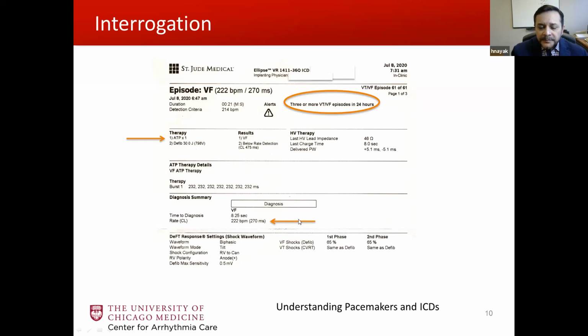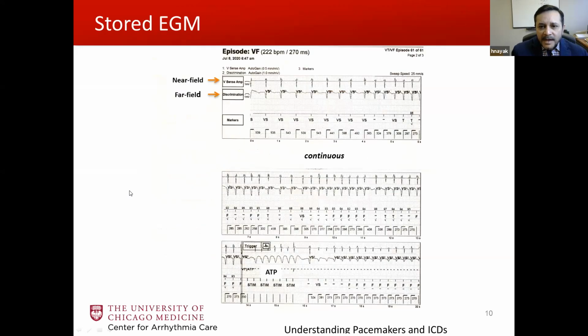Charge time was normal. The event in question had a fast heart rate of 222 beats per minute, which met detection based on what it was programmed. You can see that there. So this is the interrogation in question. Remember, this person is in the ER for palpitations and gets a shock while he's in the ER. And so once again, a near field, far field electrogram.